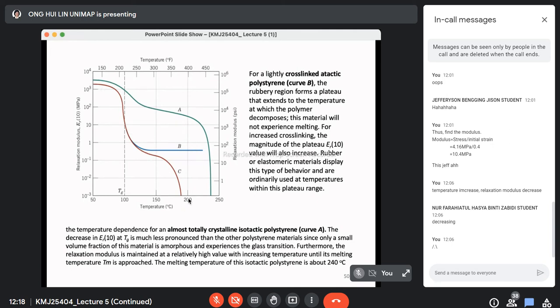And how can we know? They are both melting. Both types of polymer are melting, but for one, the melting temperature is lower, and for another one, the melting temperature is higher. Okay, I think that's the end of this slide.